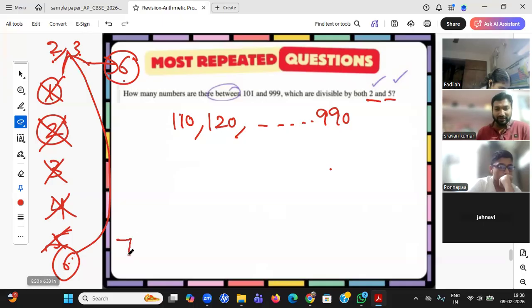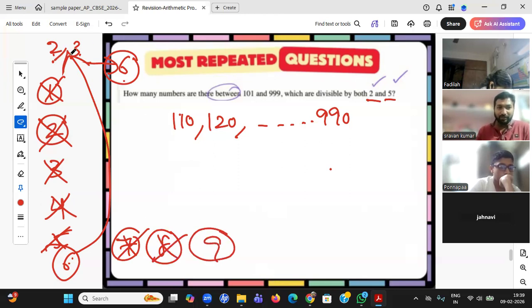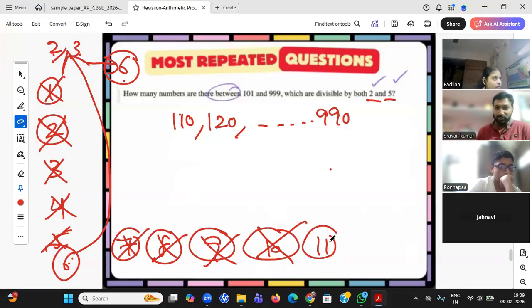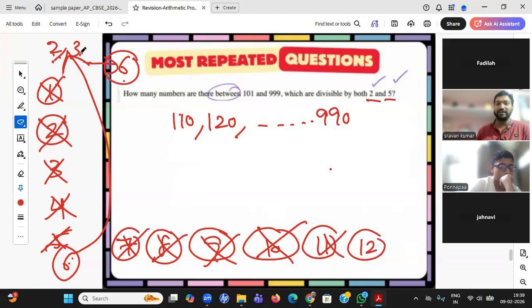You see, if you go with 7, not divisible by 2, not divisible by 3. 8, divisible by 2, but not by 3. 9, divisible by 3, but not by 2. 10, divisible by 2, but not by 3. 11, again not divisible by either of them. 12 is again divisible by 2 and 3. Again, you see it is divisible by 6 also. So whenever I am asking with two numbers, you should go for the LCM and then check: the number which is divisible by 6 will be divisible by 2 and 3. So here also take the LCM of 2 and 5. The LCM is 10. Then you say the number which is divisible by 10 will definitely be divisible by 2 and 5.